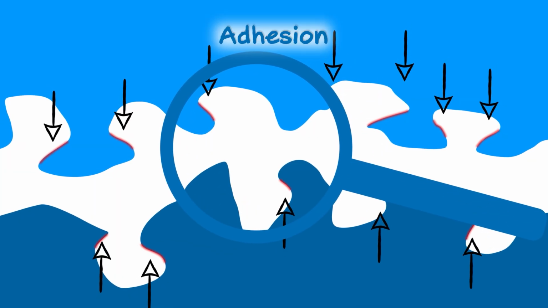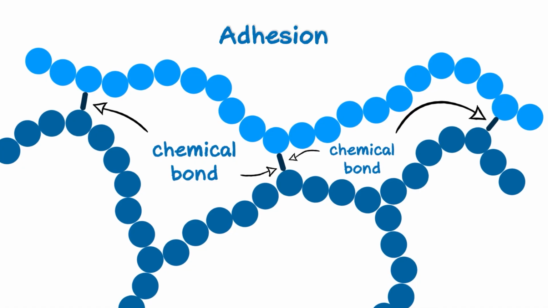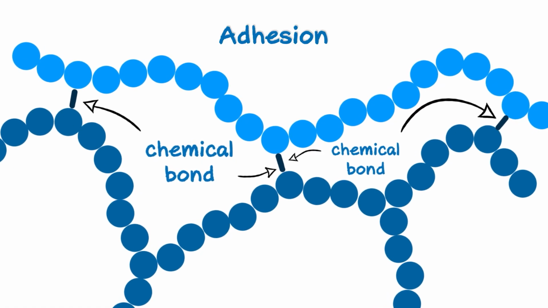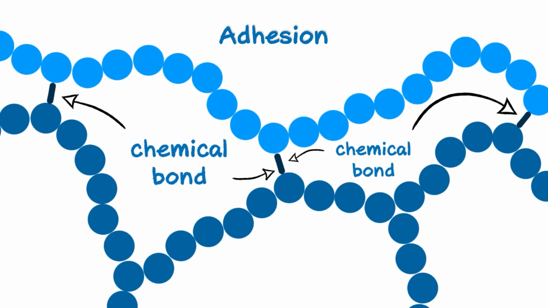On the other hand, adhesion can arise through chemical bonds between molecules. This type of bond exhibits the highest binding strength, but it only occurs with very few material combinations, such as when bonding silicone to glass.